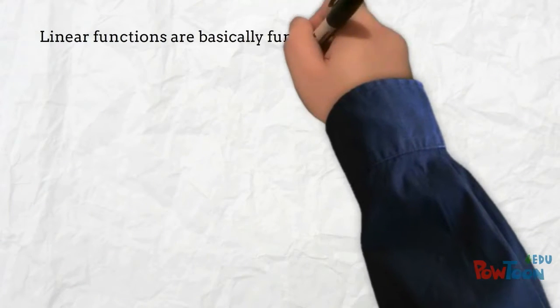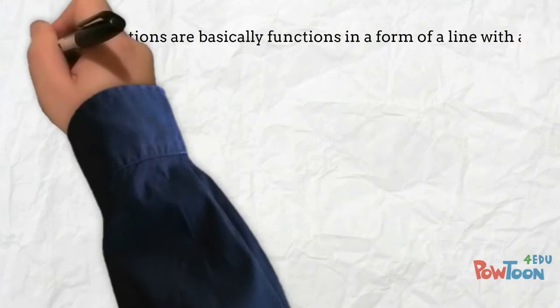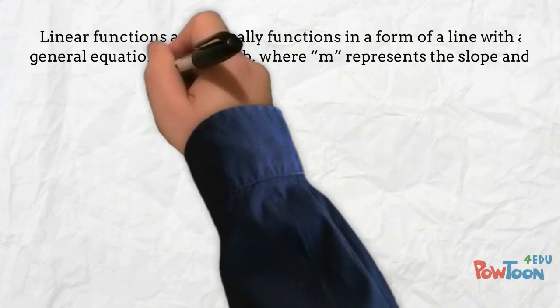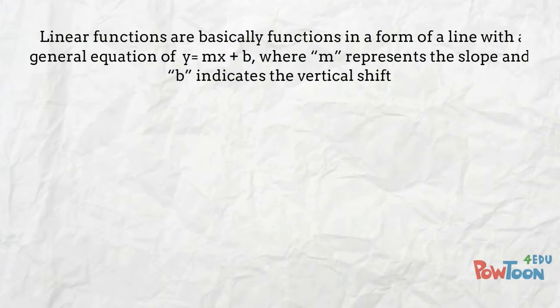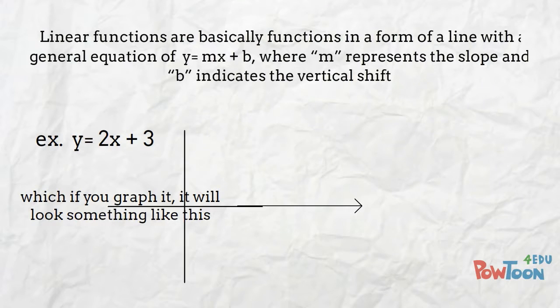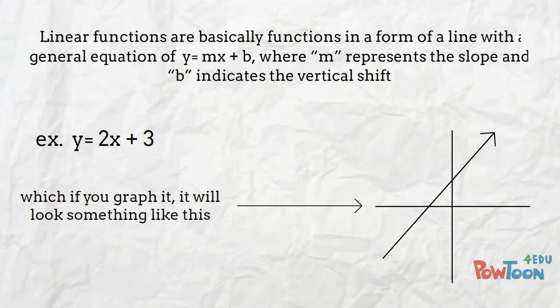Linear functions are basically functions in the form of a line with a general equation of y equals mx plus b, where m represents the slope and b indicates the vertical shift, such as y equals 2x plus 3, which if you graph it, will look something like this.